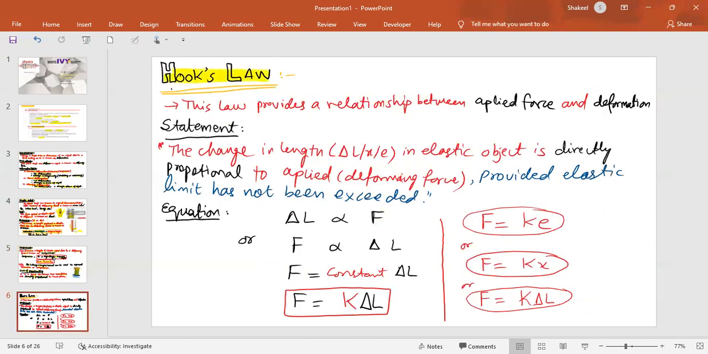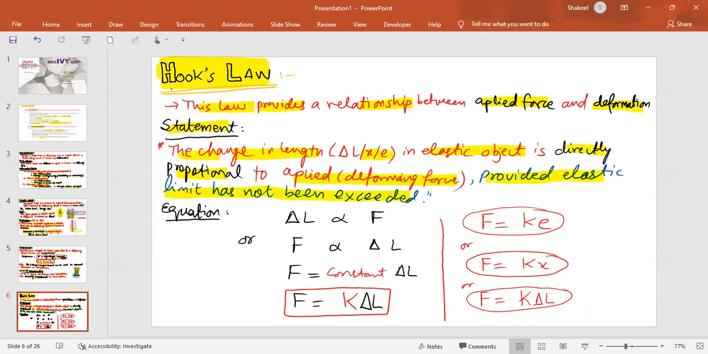Well, the famous Hooke's law, you have done that in IGCSE as well. So what is Hooke's law? This law actually provides a relationship between applied force and deformation. Its statement is very common. The change in length, which can be extension or compression, in an elastic object is directly proportional to applied force. And there is a condition for this law, provided that elastic limit has not been exceeded.